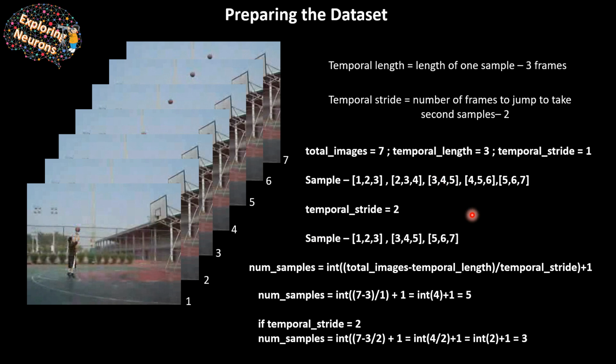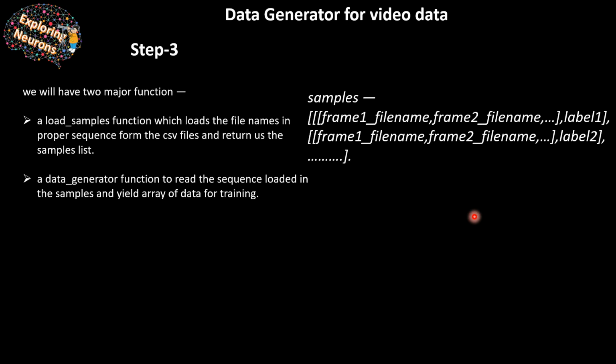Okay, so basically when we have to write this data generator for video data, you can divide it into 2 steps. First we'll be loading those samples, and this load sample function will load the file names in proper sequence. Usually it's a video, so whenever we ask the data loader or generator, it should give us a video along with its label.